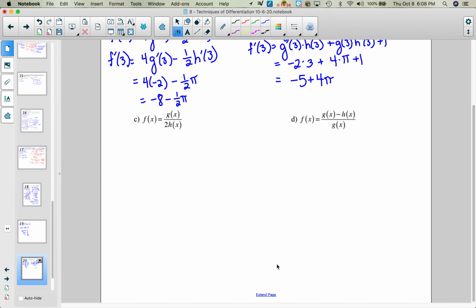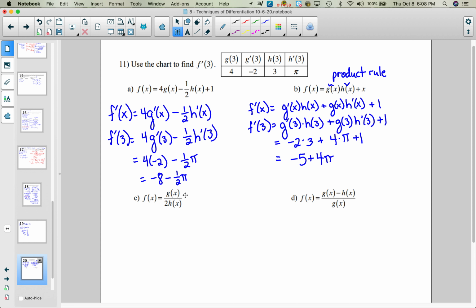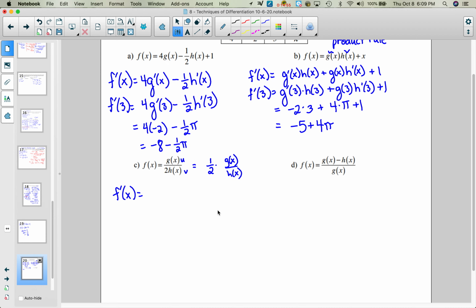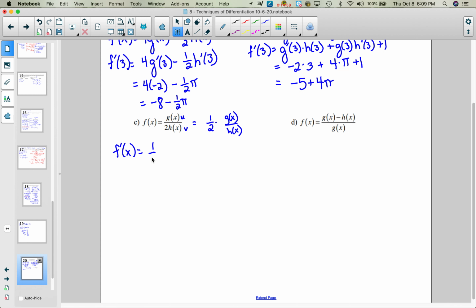On part C, got to use the quotient rule. So this is u, this is v. Now what I would probably do is think of this as 1/2 g of x over h of x. So when I find the derivative, I'm going to take 1/2 times whatever the derivative is. And now this is u and this is v. So I'm just doing the 1/2 times the derivative using the fact that this is just a constant.